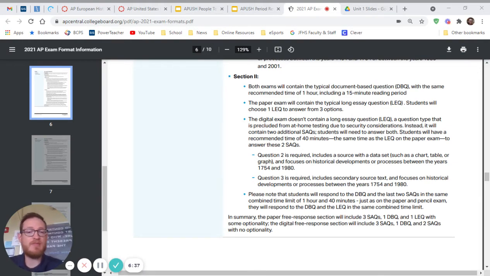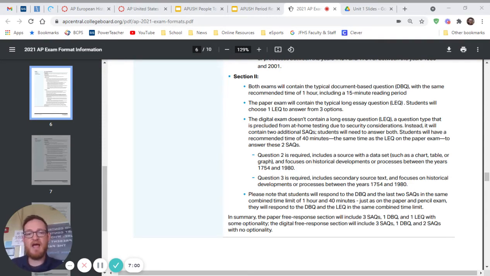Now, the key thing with the DBQ is make sure that you take a solid position. If they ask you to pick one side or the other, pick one side or the other. Do not sit in the gray area. The biggest way that they will ding you, again, is if you do not take a side when they ask you to take a side.